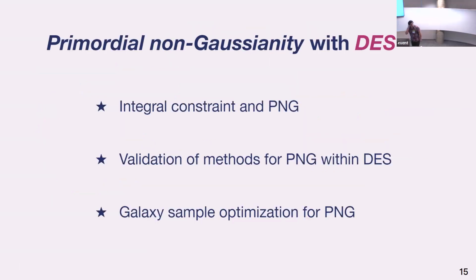So what is the main idea now? First I'm going to describe what the integral constraint is and the importance of it. Then I will briefly mention the validation methods that we use for the pipeline. And then I will not finish, but I will almost finish with the galaxy sample optimization for measuring primordial non-Gaussianity.